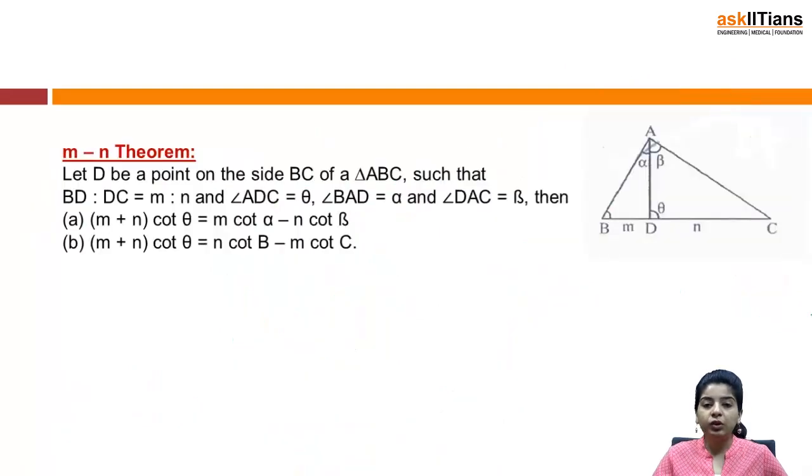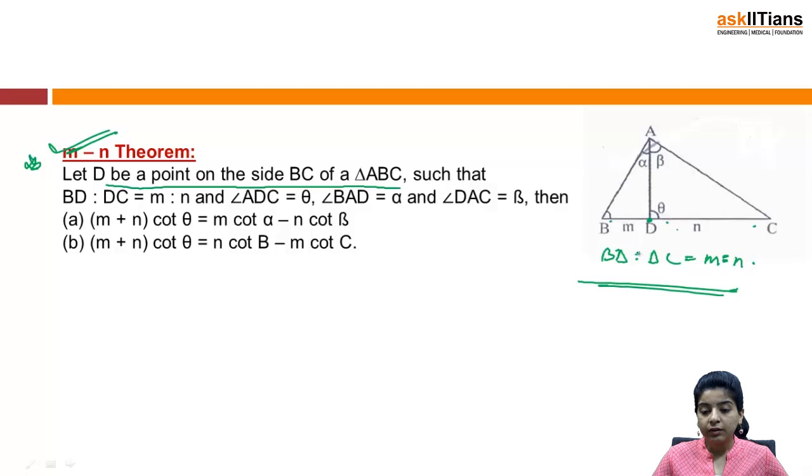Next is the m-n theorem. Again, this is also important. This is the triangle that we have, ABC. Let D be a point on the side BC of triangle ABC such that BD is to DC is m is to n. Now just understand this figure as well as the statement of this theorem, because once you apply it in the question you should be knowing what we mean by theta, what we mean by alpha, what we mean by m, n, etc. Right. So D is a point on the side BC of triangle ABC such that BD is to DC is m is to n.